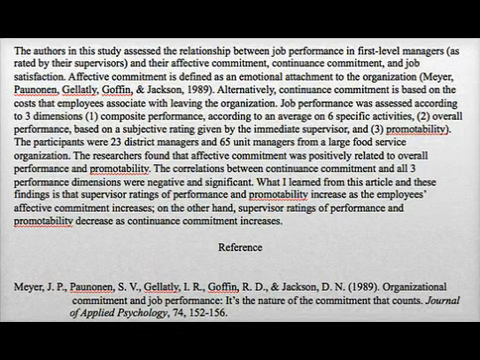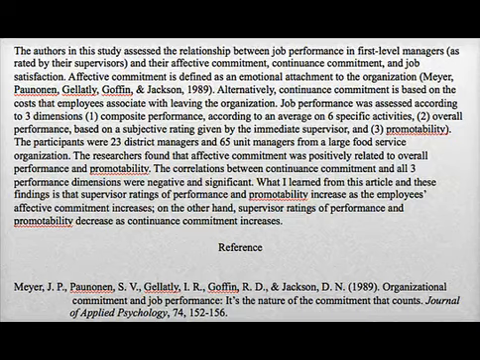Okay, so here's an example of an article summary, and you can see this one's actually kind of long even. It could be shorter, but again, this is sort of the maximum size you'd want your article summary to be. And it starts off, you know, explaining what this article was about. So the authors in the study assessed the relationship between job performance in first-level managers, as rated by the supervisors, and their effective commitment, continuous commitment, and job satisfaction. So that's basically the purpose of the study, is in that first sentence.